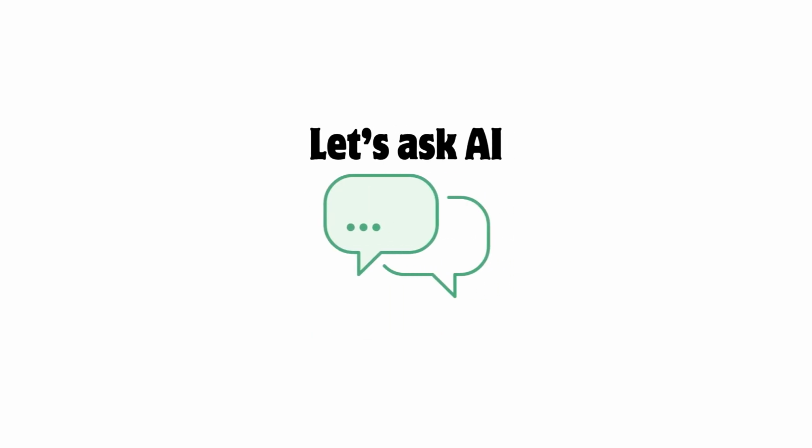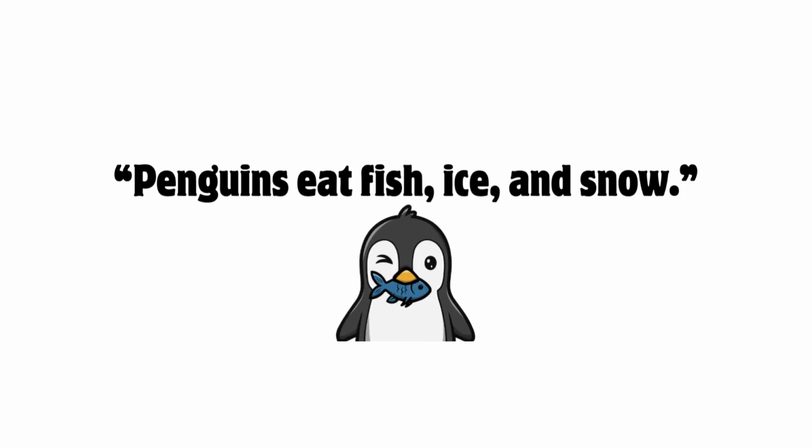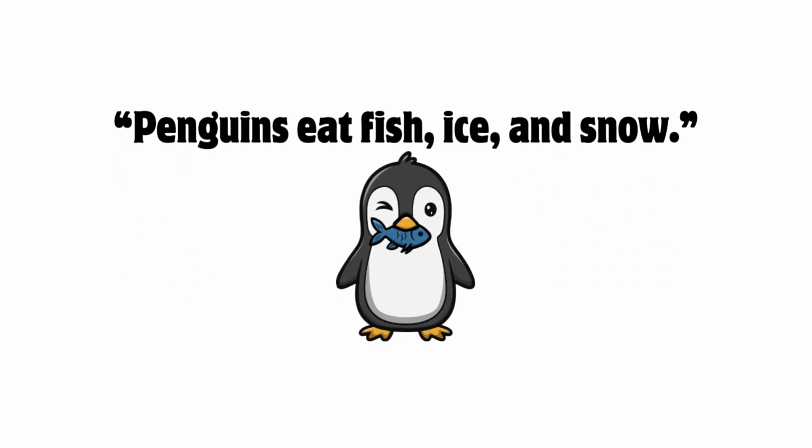The strategy you are going to model is the stop, think, check strategy. So start by giving your students a scenario. You could say, let's look at an example. Imagine we ask AI this question. What do penguins eat? Since we are pretending we asked AI a question, we can pretend AI gave us an answer. You would say, AI could respond with something like this. Penguins eat fish, ice, and snow.